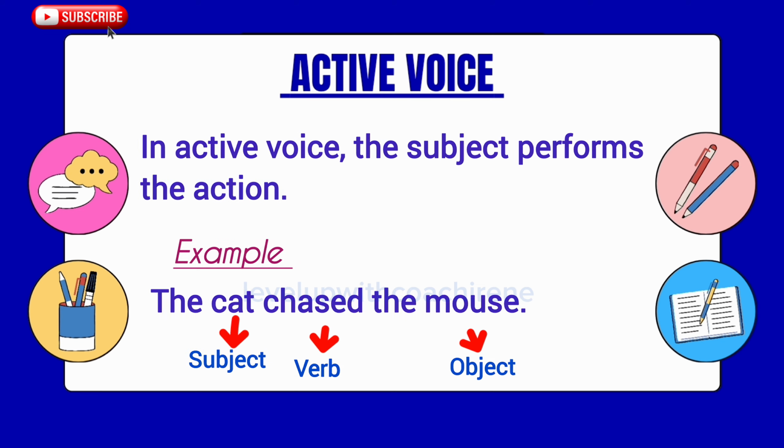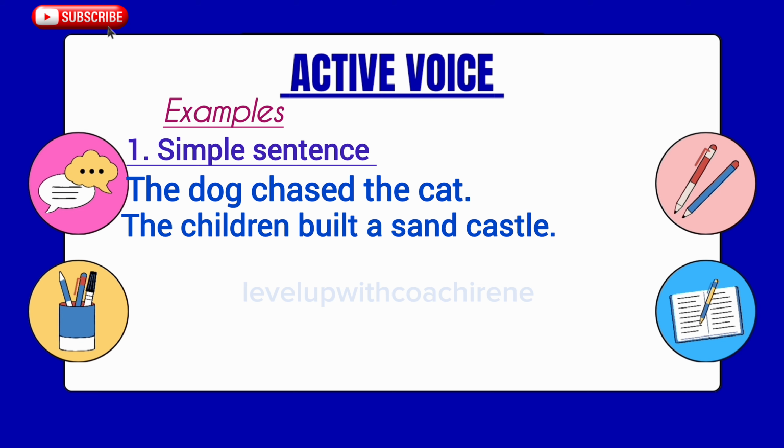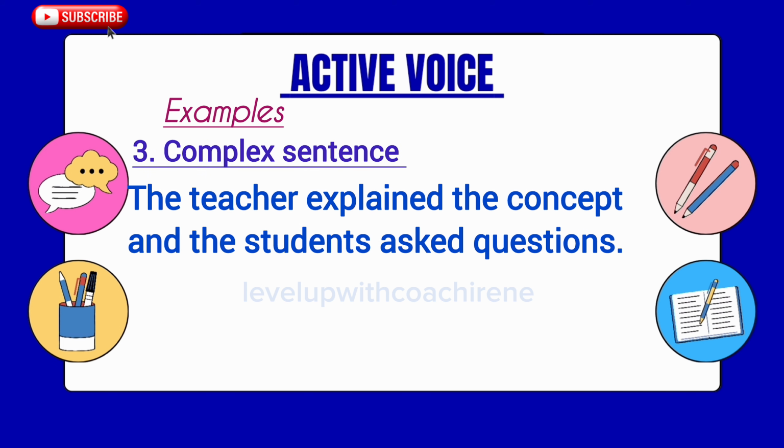Other examples include, for simple sentences, the dog chased the cat. The children built a sand castle. For questions, did he complete the project? Who made this cake? For complex sentences, we have the teacher explained the concept and the students asked questions. By using active voice, sentences become engaging and straightforward, making communication clear and concise.